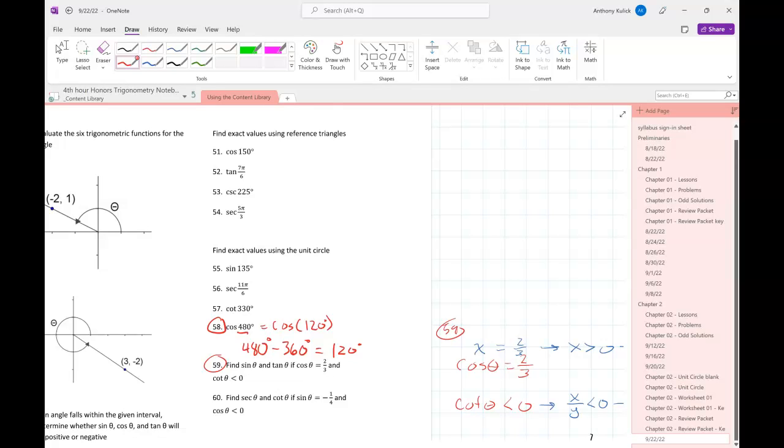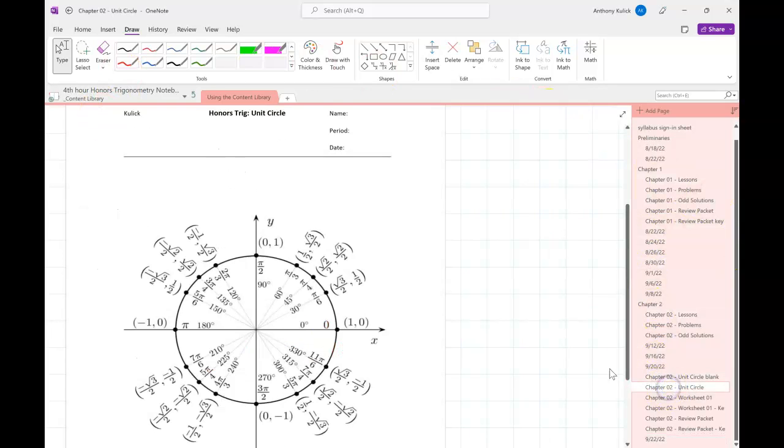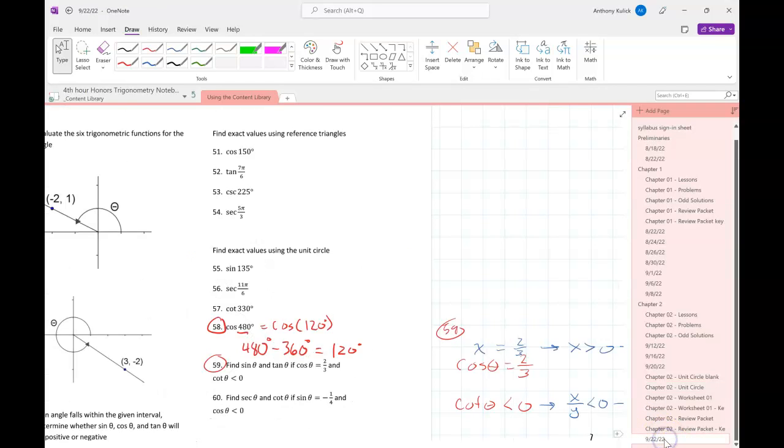So that's going to be the same as cosine of 120. If I go to my unit circle and look up 120, the cosine is the x-coordinate. So I'm just going to write down -1/2. And I'm done. You're welcome.